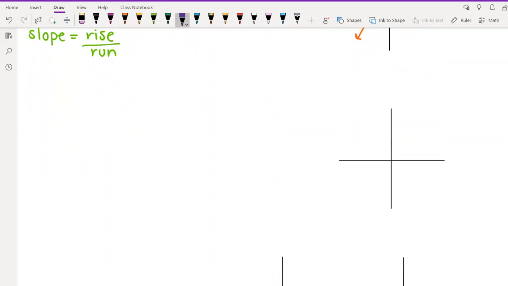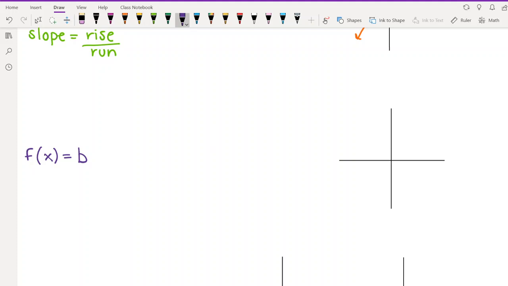Okay, so this next one is related to linear functions. The next one I want to talk about is something of the form f of x is equal to b. Again, here b just represents a number. An example of this could be f of x is equal to 5.